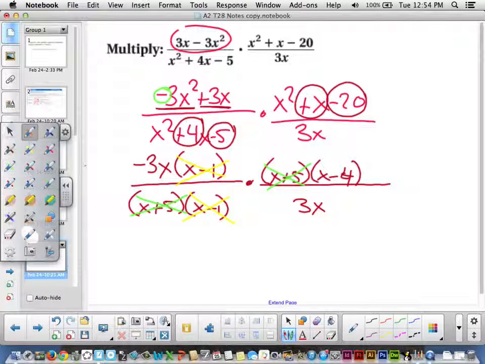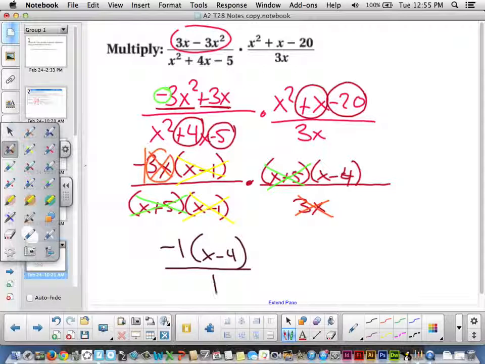And you can also see we have a 3x here and a 3x here. Notice that the negative sign did not cancel. So what's left is just a negative 1. Let's look at what's left. We have negative 1 times x minus 4 on top. On the bottom, everything canceled, so that's just 1. We'll distribute to simplify. We get negative x plus 4.